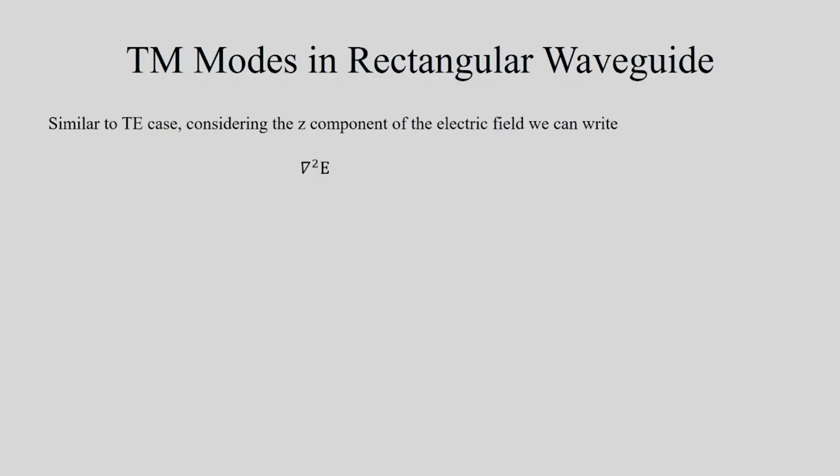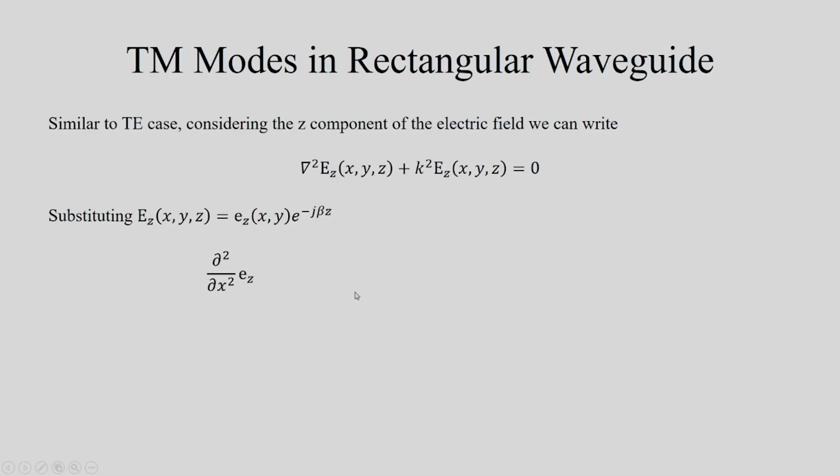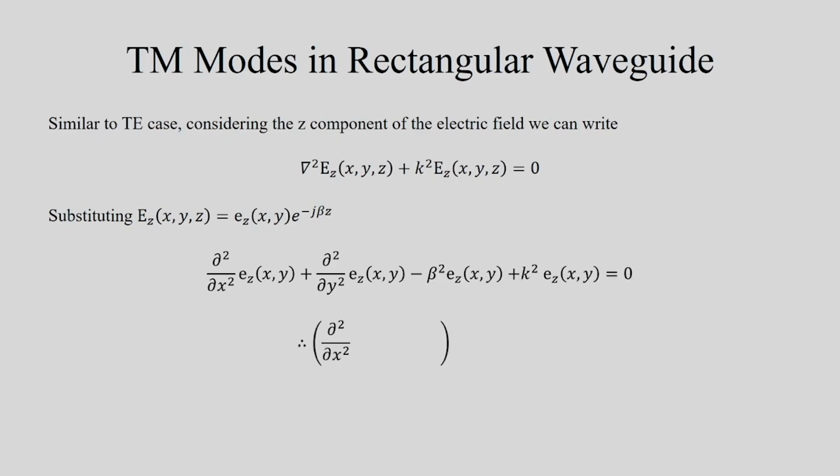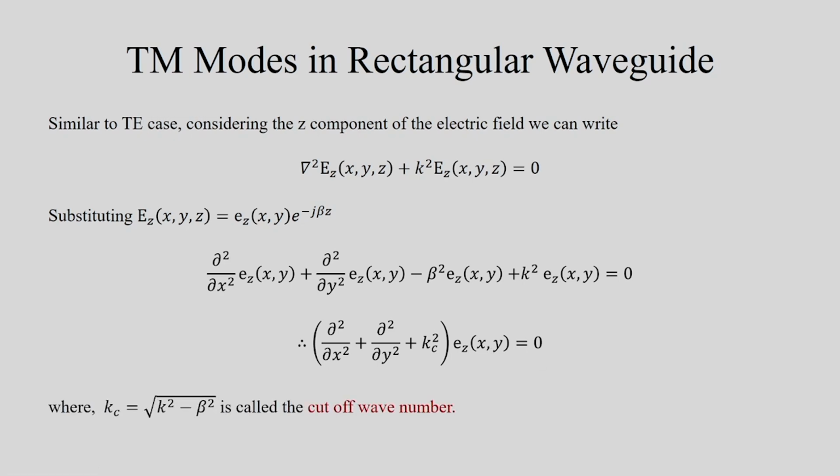Similar to the TE case, considering the z component of the electric field, we can write the wave equation del square Ez plus k square Ez equal to 0, and substituting Ez in terms of the small ez(x,y), which is the transverse variation due to the transverse coordinates, multiplied by e to the power minus j beta z, we can write (del square by del x square plus del square by del y square plus kc square) Ez(x,y) equal to 0, and kc as before is the cutoff wave number.